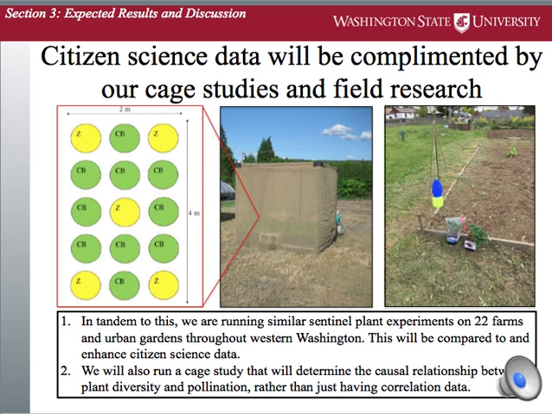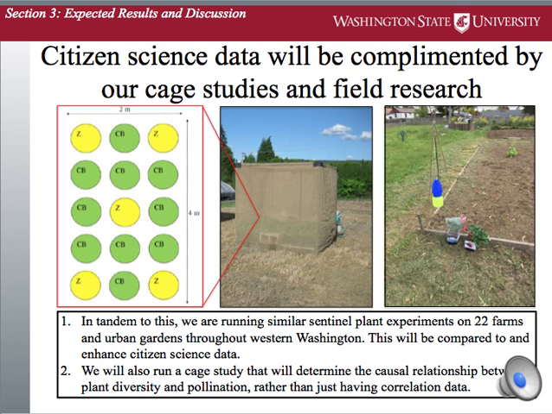In tandem to your experiments, I will also be complementing your studies with cage studies and field research throughout the Puget Sound region. So I will be running similar sentinel plant experiments, which have already begun on 22 farms and urban gardens throughout western Washington. And this will be compared to and enhance the citizen science data.